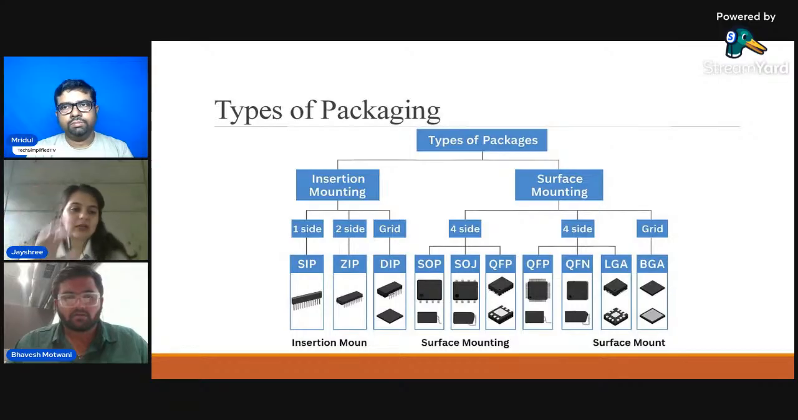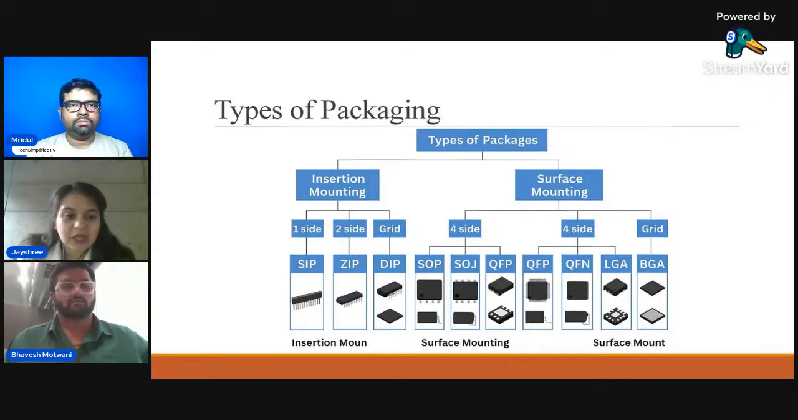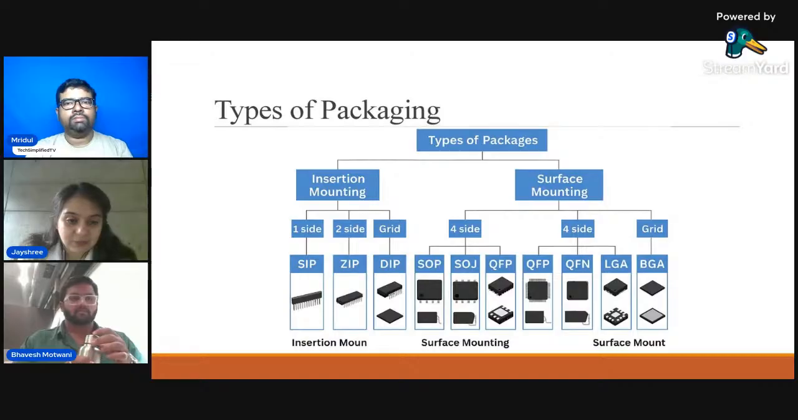Then SiP, system in package. It combines multiple dies, logic and memory, in one package itself. It is used in advanced level packaging like smartphones, because it reduces the board space. So we use this specifically in smartphones.